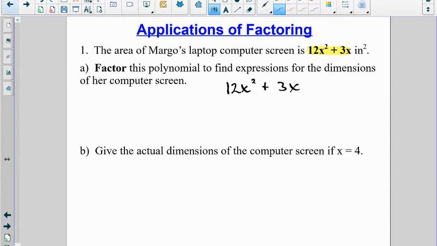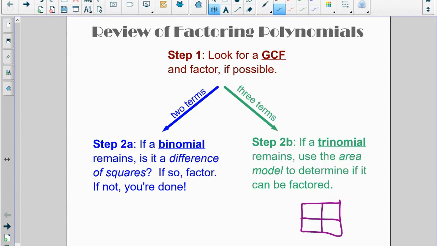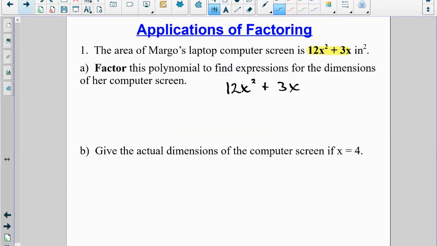If we go back to our review for just a second, notice that we have 2 terms, so this is just a binomial. The first thing we want to do is look to see if there is a greatest common factor, and factor that out if possible. So let's take a look at that polynomial. We've got 2 terms. I notice that my coefficients of 12 and 3 can both be divided by 3. So I'm going to mark my GCF over here as containing a 3.